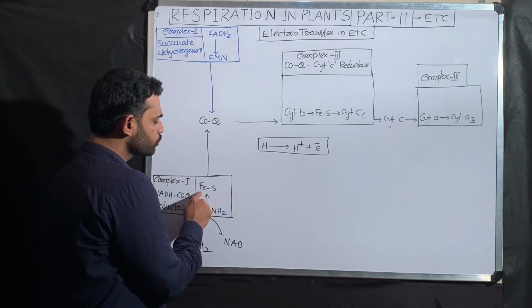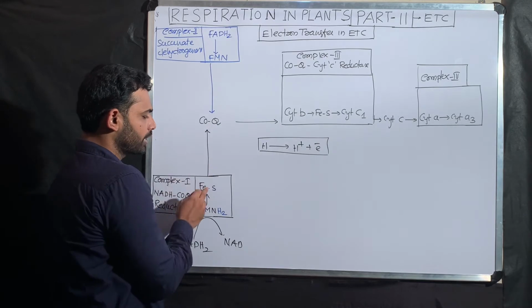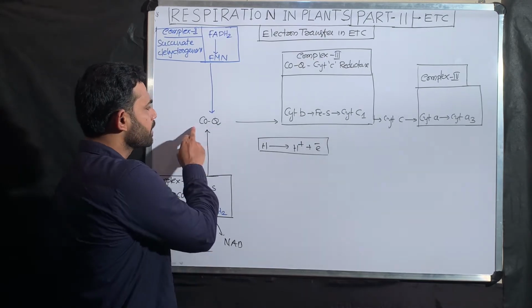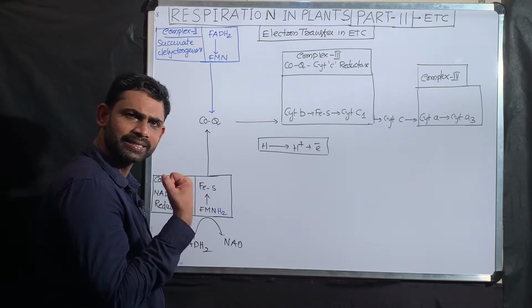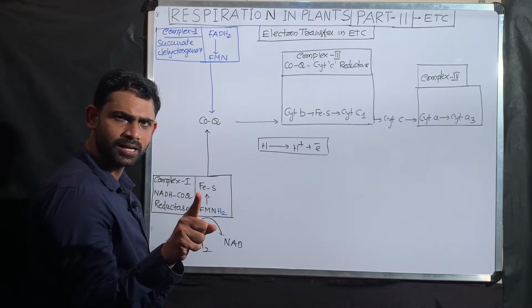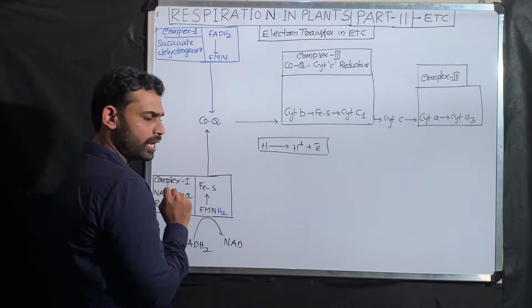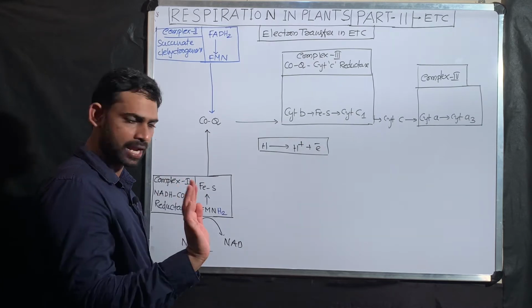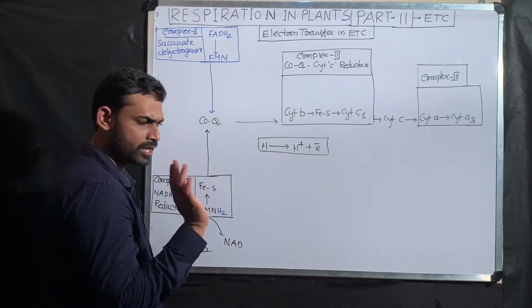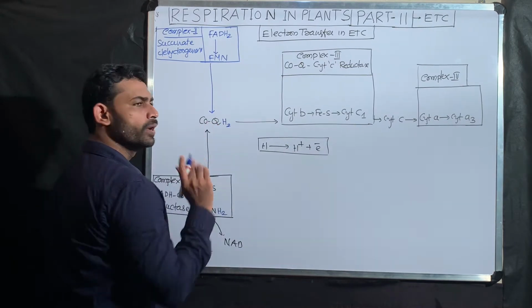It takes the 2 electrons from the iron sulfur protein. Because CoQ does not contain iron, in order to accept the electrons it requires protons. So this CoQ accepts 2 electrons from the iron and 2 protons from somewhere, which I will tell you later. Don't mix this up. By undergoing reduction, it becomes CoQH2.